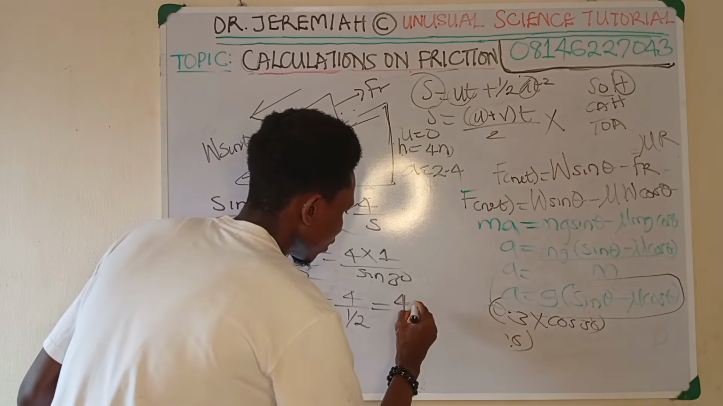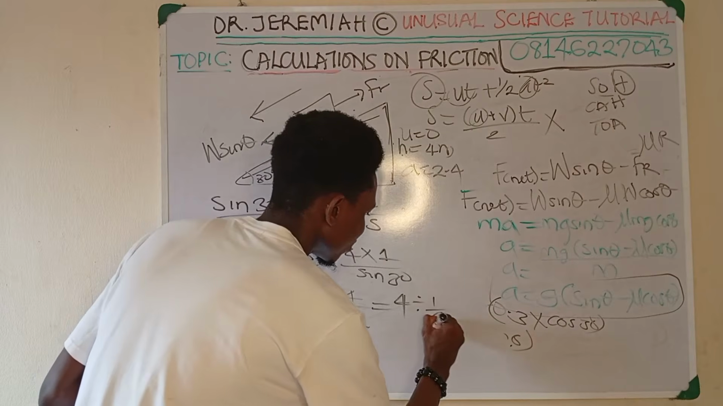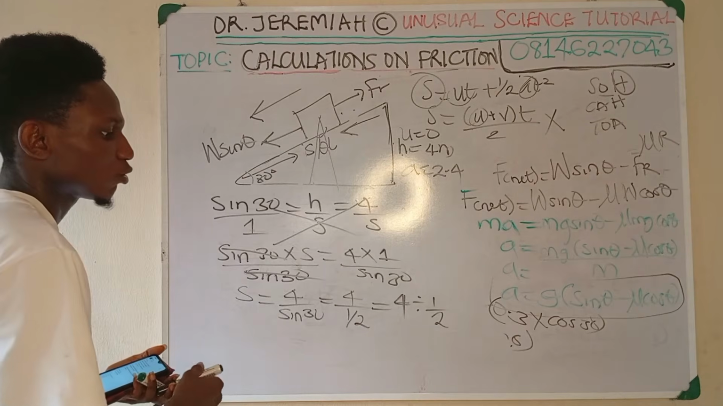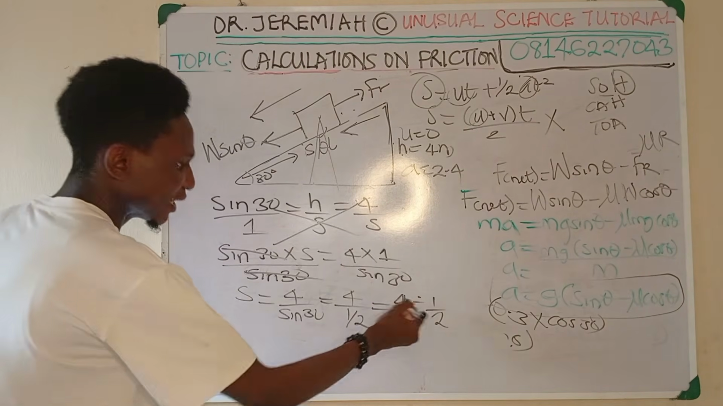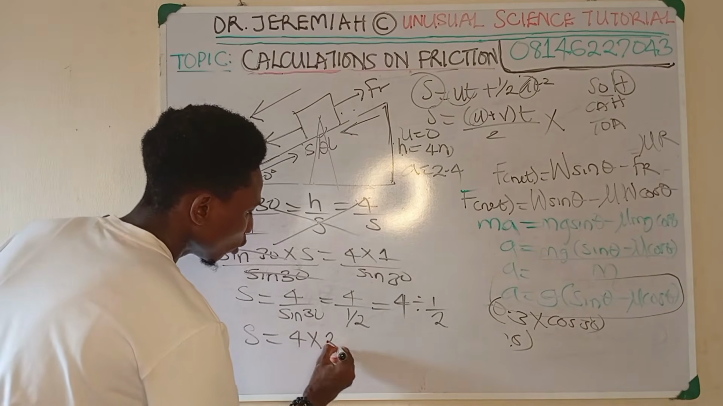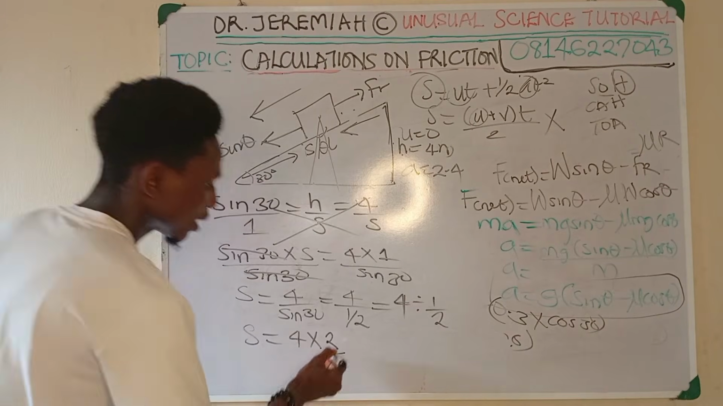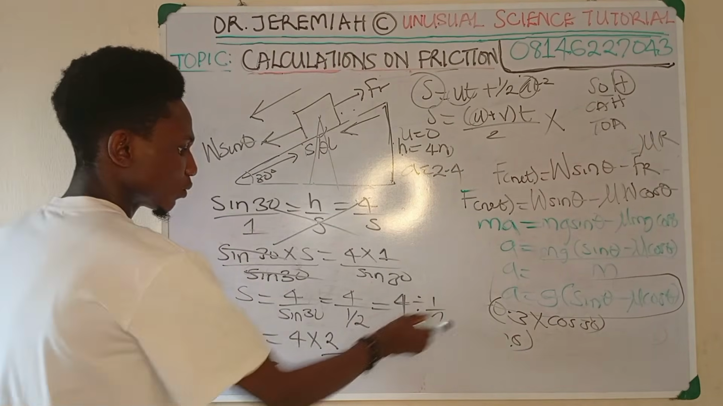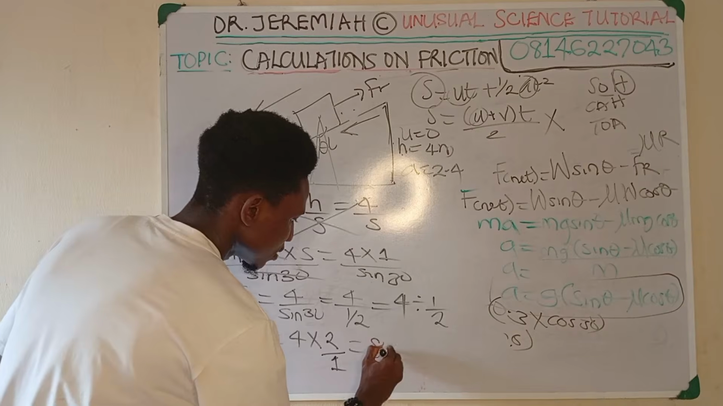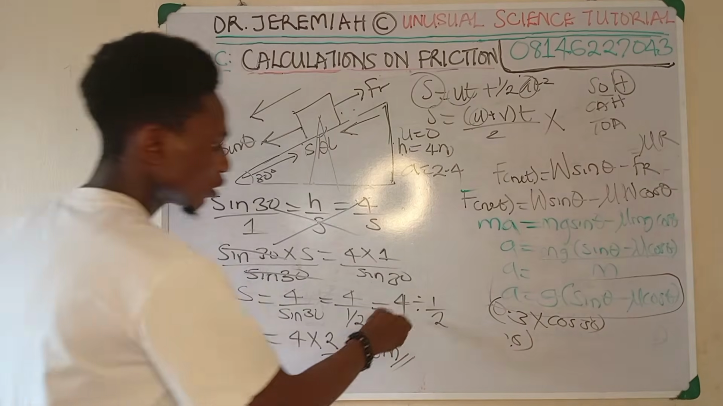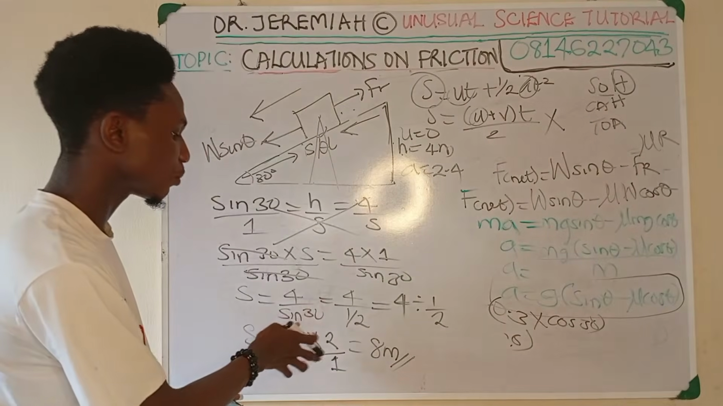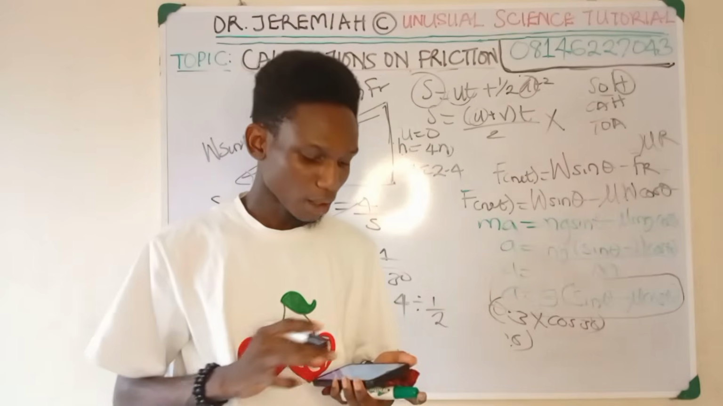Let me quickly explain this, because some people may not get it. When you have 4 divided by 1 over 2, you cannot divide it like this, so you change it to times. When you change to times, the denominator comes on top and the 1 goes down. So you have 4 times 2, which gives you 8 meters. That's how you do division: when you have division, you want to make it simpler, just change it to a multiplication sign and you are good to go. So that's the way this question works.